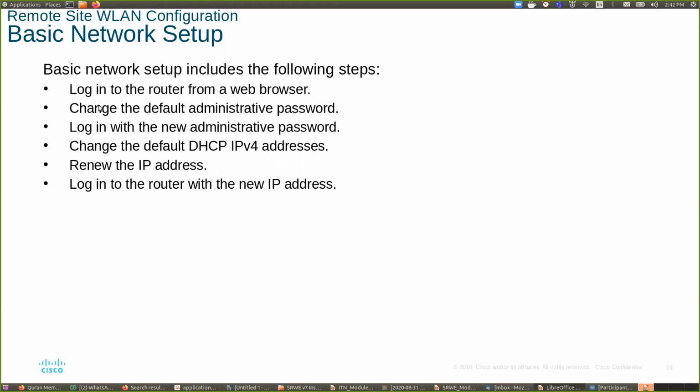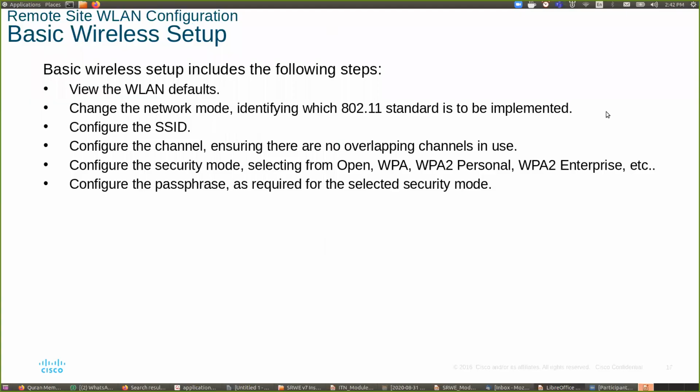Basic network setup, and then you log into the router from the browser. You can change the default administrative password, log in with the new password, change the DHCP, renew the IP address, and log into the router with the new IP address. You can do all this for security reasons, changing all the default settings. Because if you don't change the default settings, this default information is known to most people. So the moment somebody has access to your wireless router, that person can change all these settings and will be in control of your device.